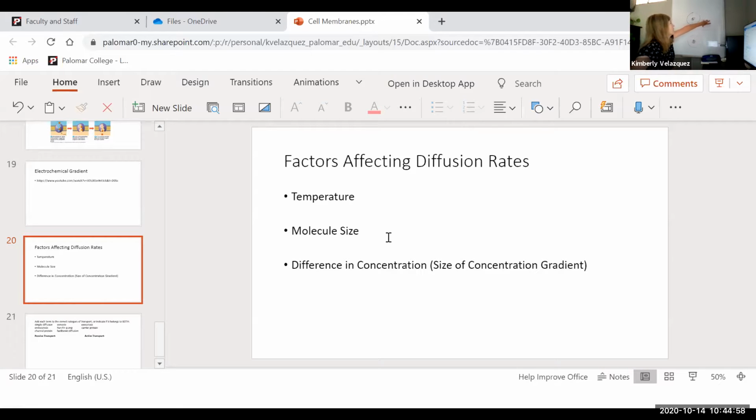Okay, these are going to rush into the cell because there are a lot more outside than inside. So this is going to be a much higher diffusion rate because there's a bigger concentration gradient, bigger difference in concentration between the outside and the inside of the cell.